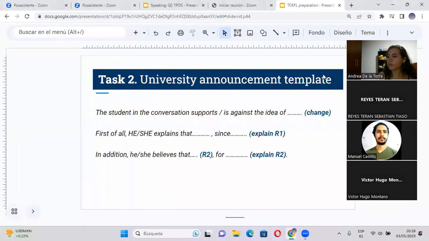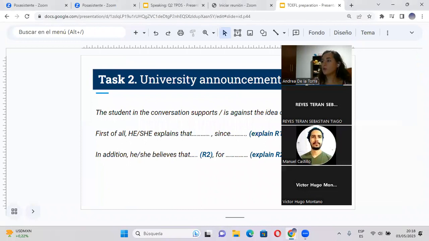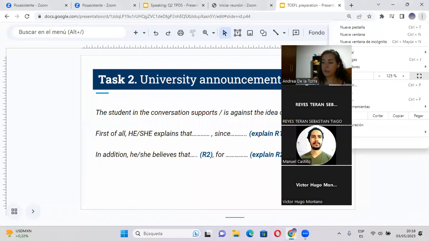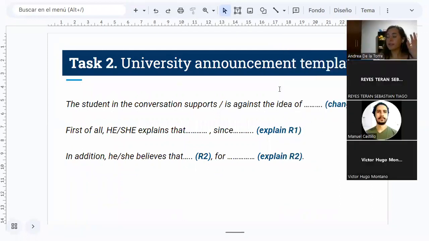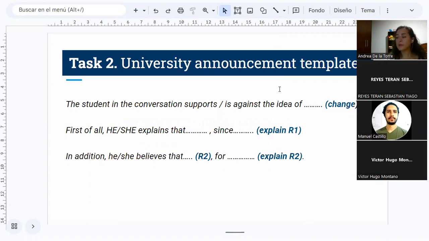Yes, teacher. Okay, guys. So today we'll practice task number 2 of the speaking section, which is what we did yesterday. So remember, this is the template, okay? I wanted to show it to you first so that you can take a screenshot of it if you need to or if you don't have it yet, because we will be using it in today's practice session.